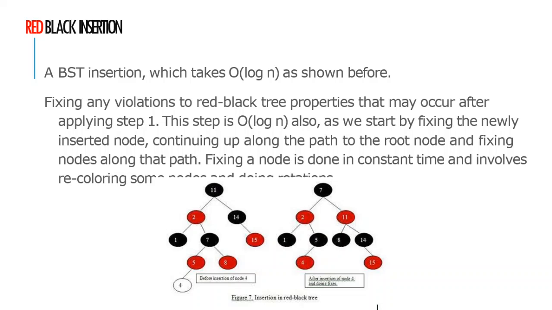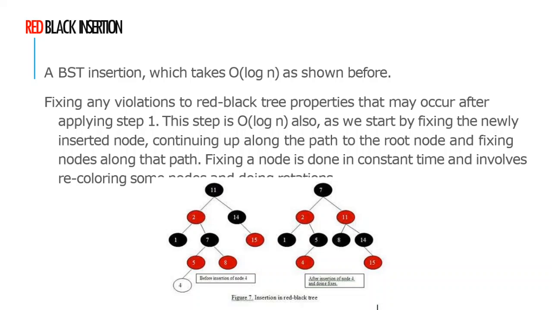As you can see from the illustration, the root is black, but the 14 is black. Why? Because we have done a rotation there. After insertion of the fourth node, we have done some fixes there.